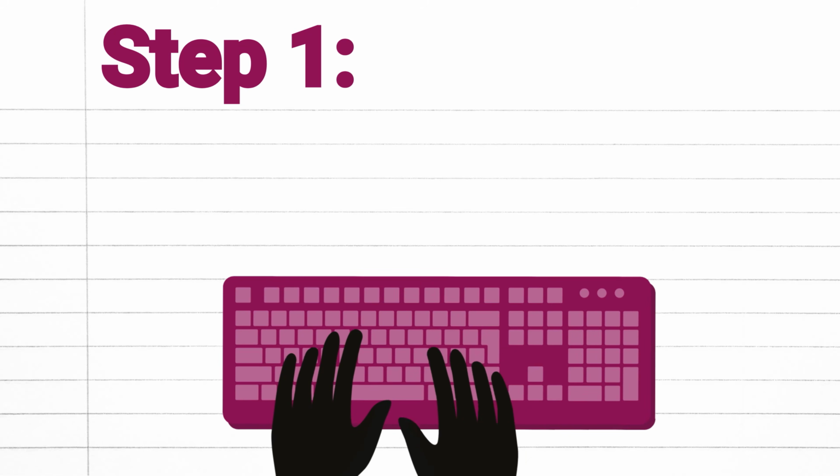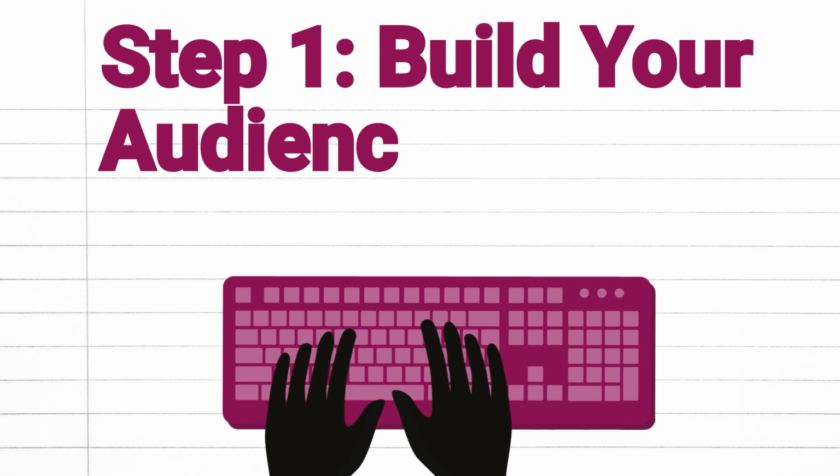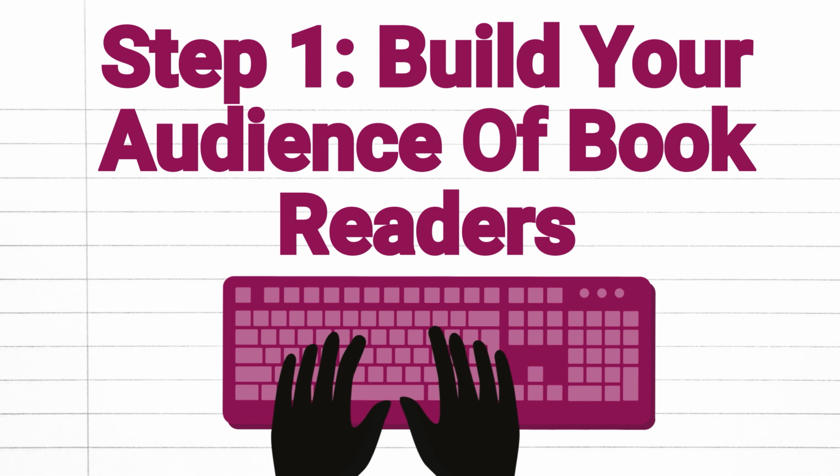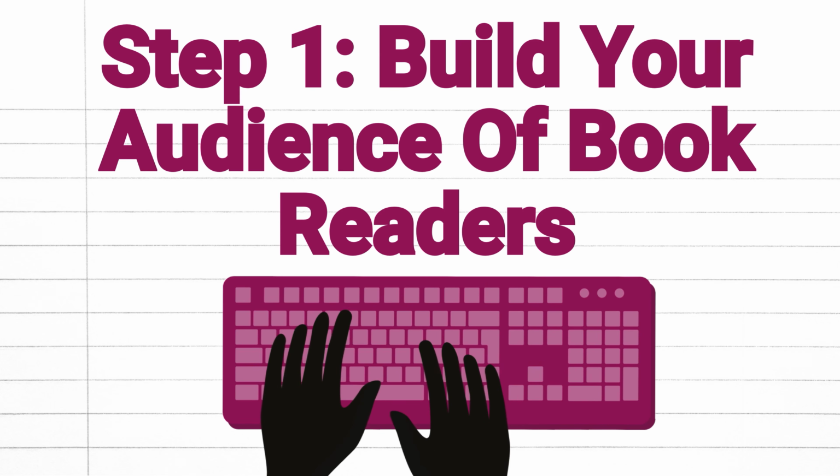Step number one for starting a children's book business without using Amazon KDP is to build your audience of book readers. When you have the audience, you have the people you're writing for. You will never have to give money to Jeffrey again. Never have to list your book for sale on Amazon again. Never have to give 50% of your book royalties to Amazon again, because you have your own audience to sell to.